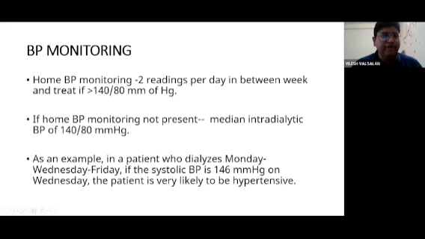If home blood pressure monitoring is not present, then we take a median intradialytic blood pressure of 140/80 as an average blood pressure for the patients who are having consistently high blood pressure even during dialysis. For example, in a patient who is dialyzing Monday, Wednesday, Friday, if the systolic blood pressure is 146 millimeters of mercury on Wednesday, that is midweek, that means the patient is very likely to be hypertensive and will come to you in the unit with a rising blood pressure in the course of dialysis.